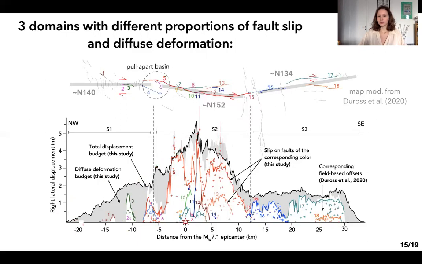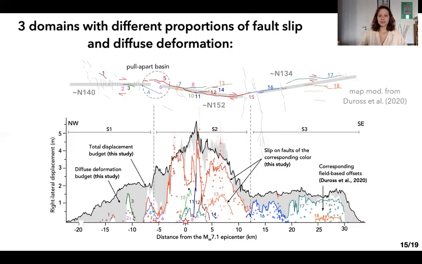Then you have a second domain where you have the maximum slip at the surface, where almost all the deformation occurs on different faults. So you have about 10 faults in this area that accommodate slip. And finally, you have that third domain here where the slip budget is very constant, and you have two faults that accommodate most of the deformation. You have just a small secondary fault, but it does not accommodate more than 20 centimeters of slip.